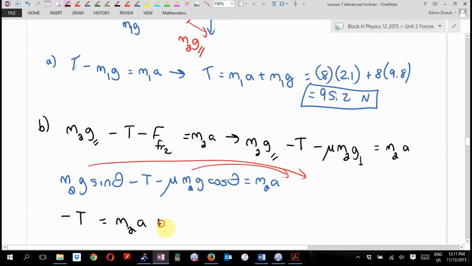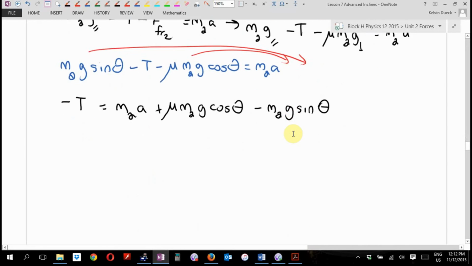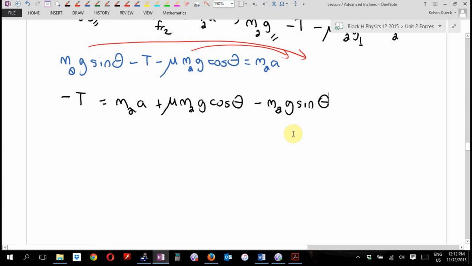And I'm going to get M2A plus mu M2G cos minus M2G sine. How many M2s are there in my equation right now? 3. How many would I prefer? Would it be cool if there was a grade 9 mathematical operation that I could pull out of my back pocket and turn this from 3 M2s into 1 M2? There is, you say? Which one?